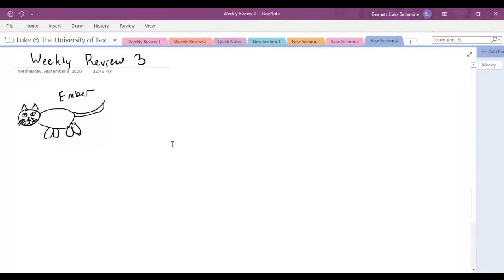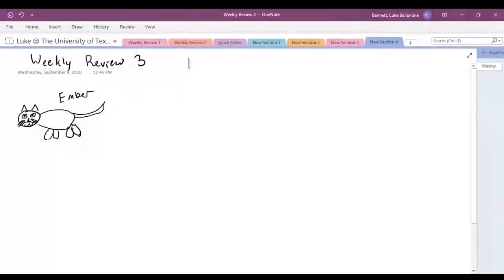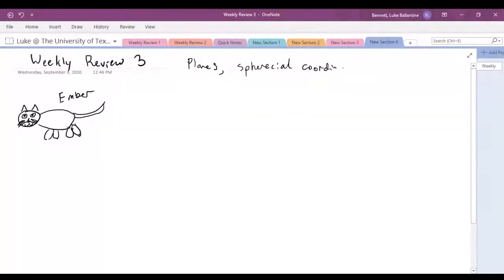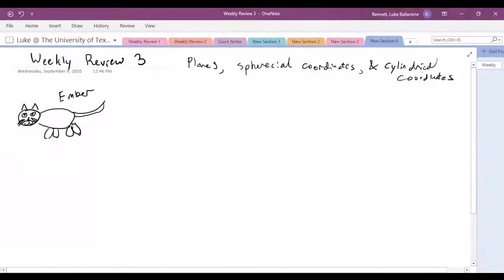So today we are going to talk about planes, spherical coordinates, and cylindrical coordinates. All right, so starting off with planes.